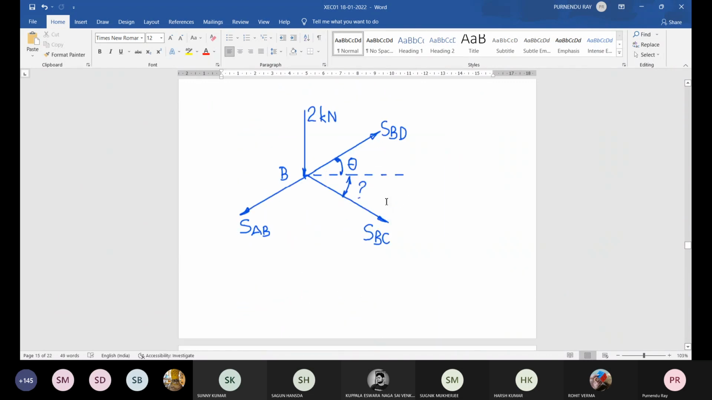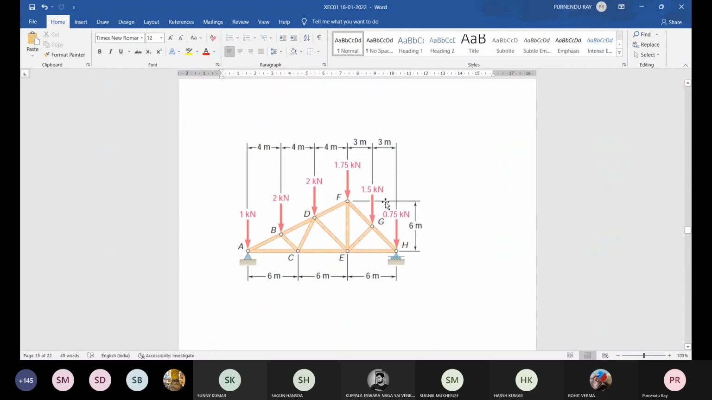So in that way, we gradually approach the next and next. Now, once ABCD are solved, then we move to joint F. Only two unknowns, FE and FG member forces, will be there. Then you come here. Then CE, DE and EF are known. Two unknowns are there, only EG and EH. Done. So finally, we move to joint H also.